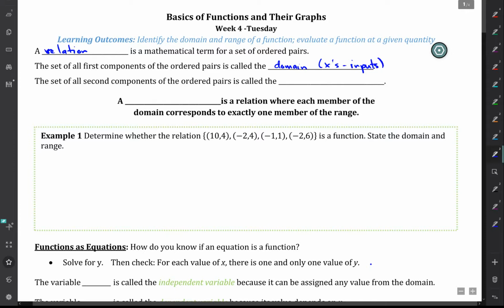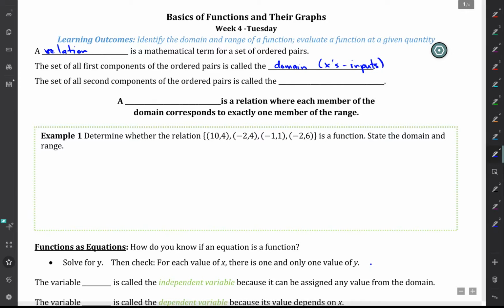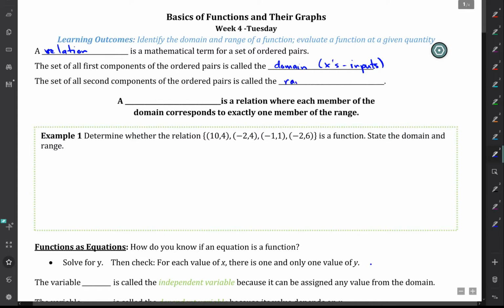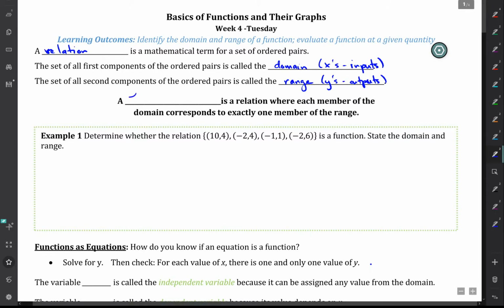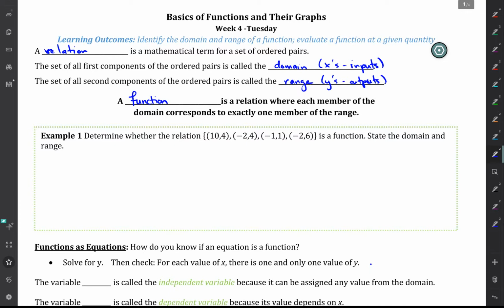And then the set of all second components of the ordered pairs is called the range. And those are typically written as the y's or the outputs. So a relation is just a way of associating one set of numbers to another set of numbers. And then a function is a relation where each member of the domain corresponds exactly to one member of the range.